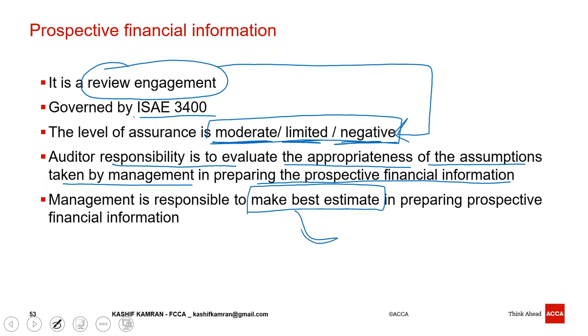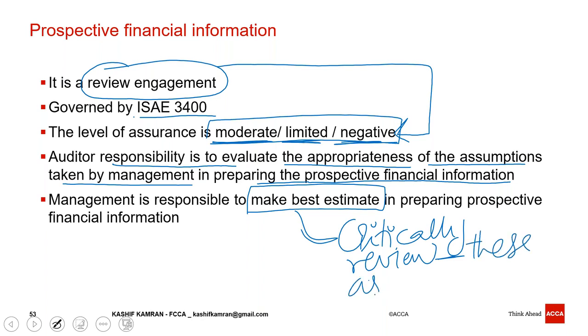And what should the auditor do? The auditor should critically review these assumptions, right? So let's recap. Prospective financial information is a review engagement. Number one, being a review engagement, it is a moderate assurance. Number two, the management makes a best estimate about the future, and the auditor should critically evaluate the assumptions taken by the management in making the prospective financial information. Okay, now these are key things to remember for PFI.